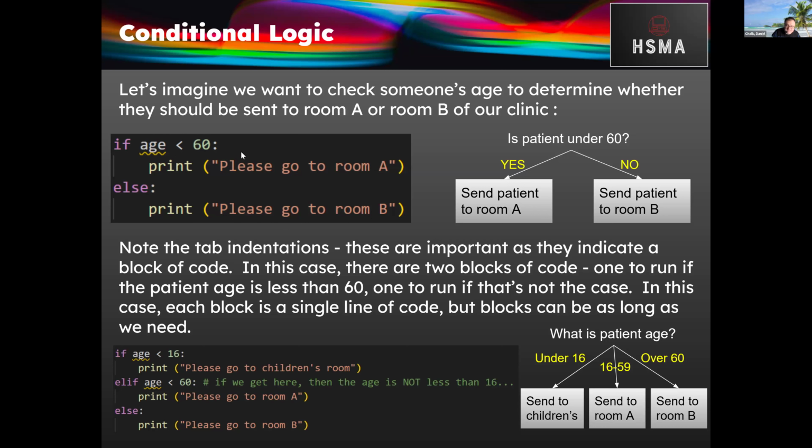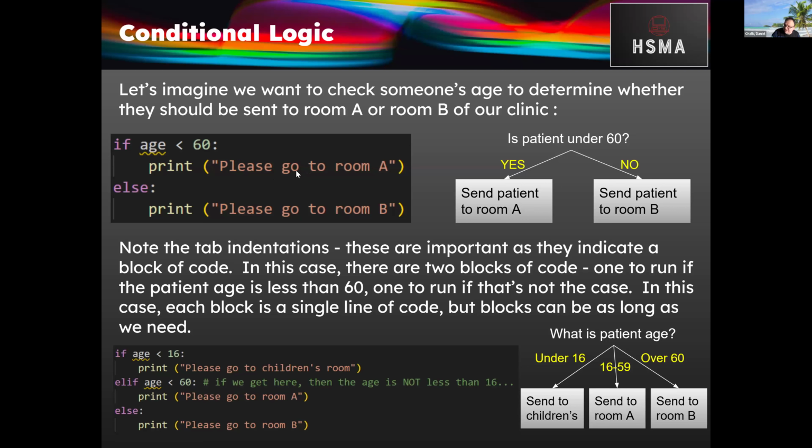Okay, so that's a basic format for an if statement structure in Python. You have the word if, whatever condition you want to check, then the colon, and then a block of code saying what to do if that's true. Now, you don't have to have anything else. You might just want to do something if that's true, and if not, you just don't do anything.